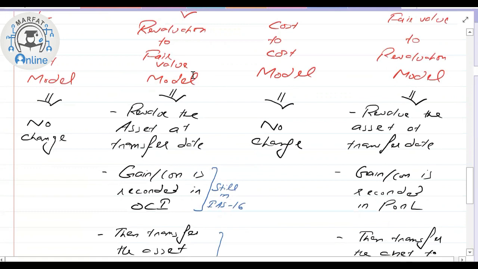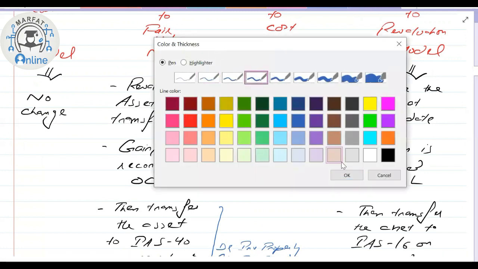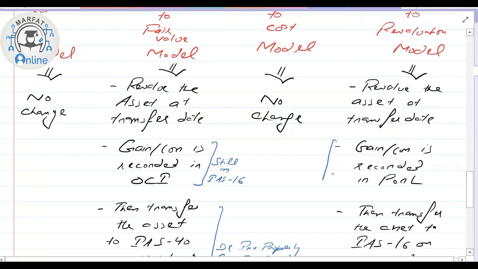Let's compare these two. Revaluation to fair value model, fair value to revaluation. The first step is same. Revalue at transfer date in both. Here the gain or loss is recorded in other comprehensive income because the property is still in IAS-16. Here it will be recorded in profit or loss because the property is still in IAS-40. Let me write it as well.